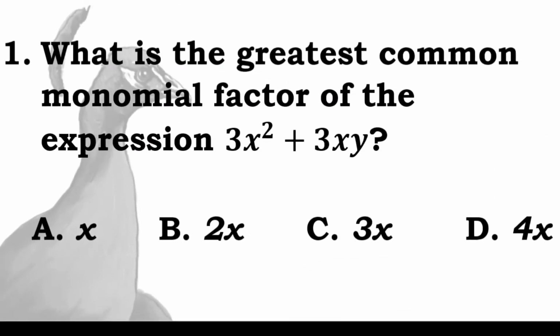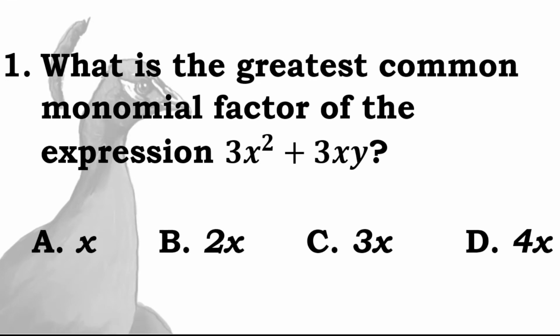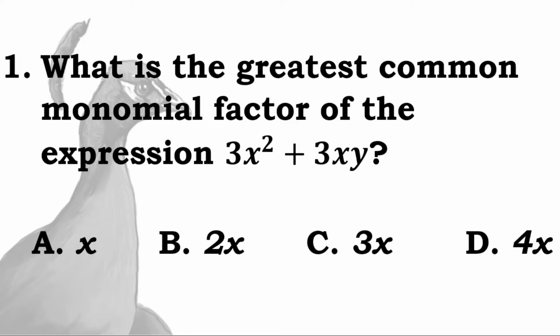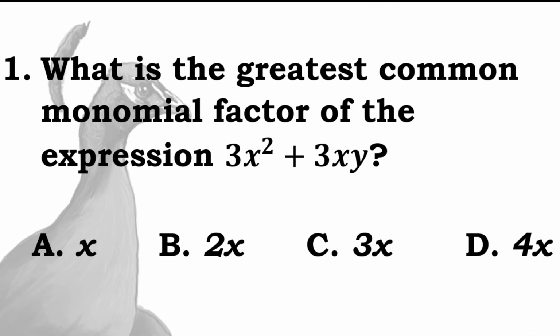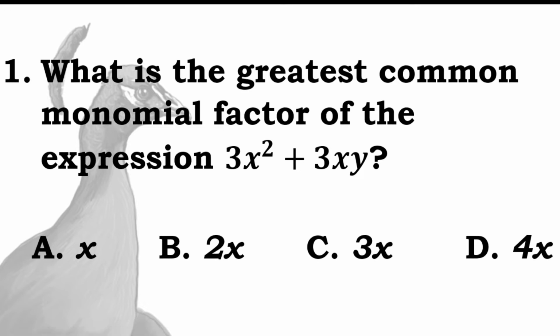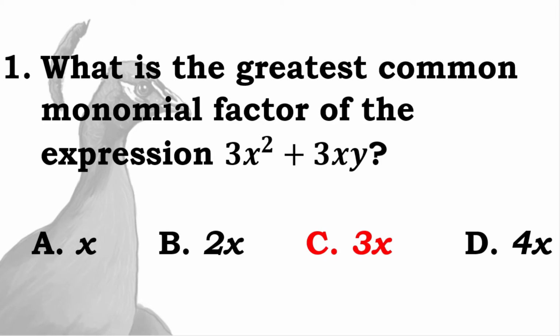First question. What is the greatest common monomial factor of the expression 3x squared plus 3xy? A. x. B. 2x. C. 3x. D. 4x. The answer is letter C. The greatest common monomial factor is 3x.